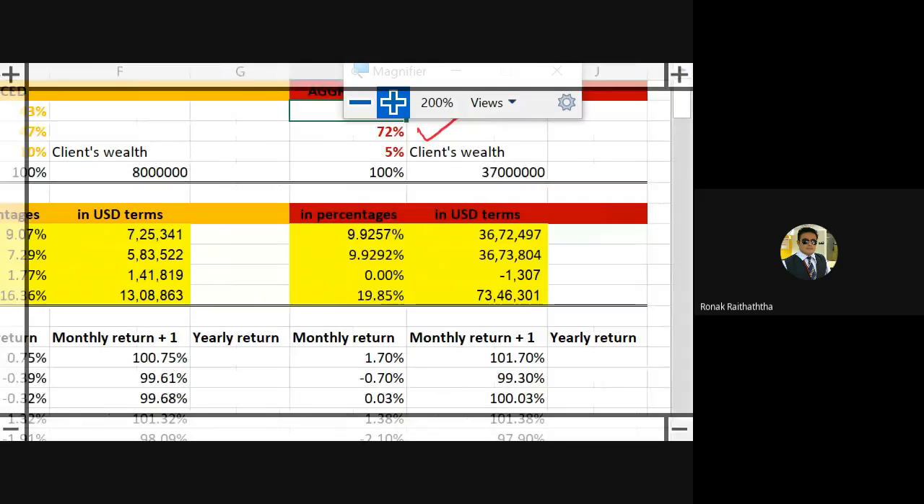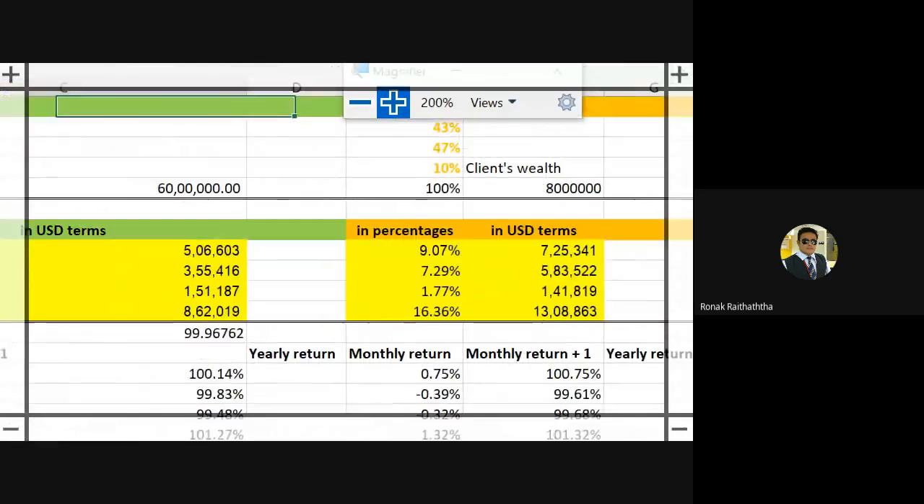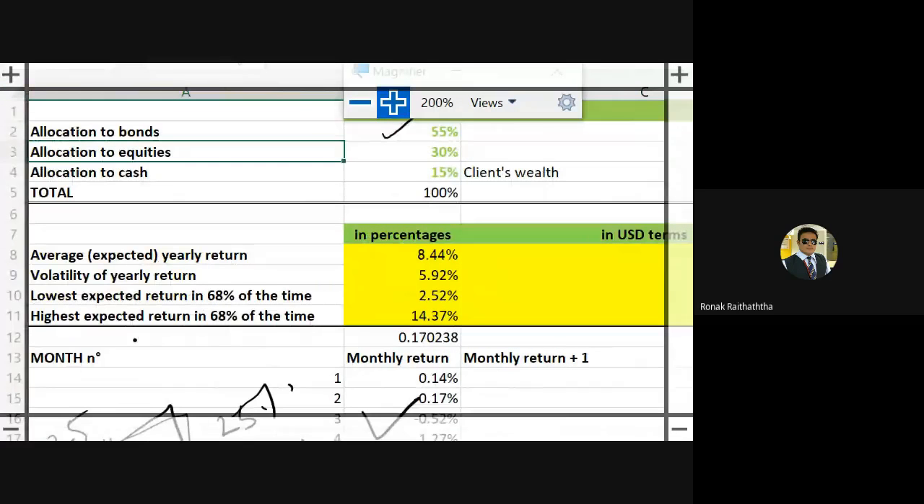Okay, so aggressive is the one who has more allocation to equity, 75%, 72%. Here you have the allocation of portfolio: bonds, equities and cash. The first, conservative kind of people have more allocation to the bonds and cash, and they have just 30% of the allocation to the equities.